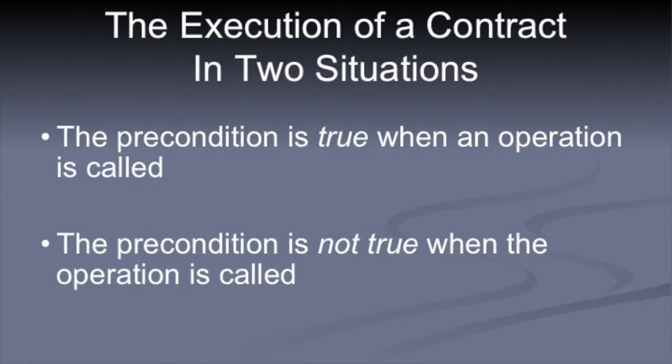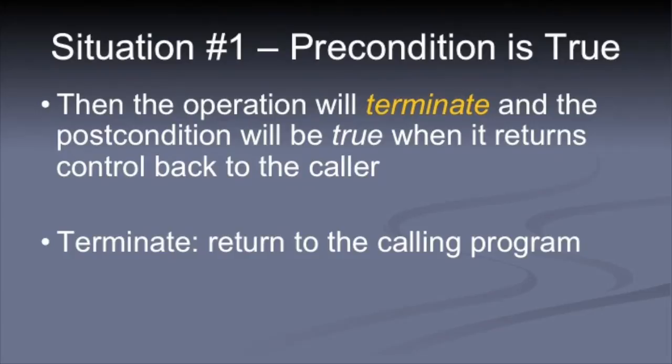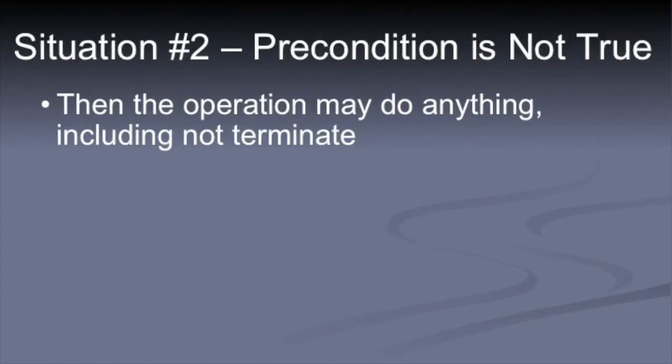There are two situations that can arise when an operation is called. The requirements of the precondition are met by the calling operation, or the requirements of the precondition are not met by the calling operation. When the precondition is true at the time of the call, then the called operation will terminate with the conditions in the postcondition being satisfied. On the other hand, if the precondition is not true, then the called operation may do anything, including not terminate.